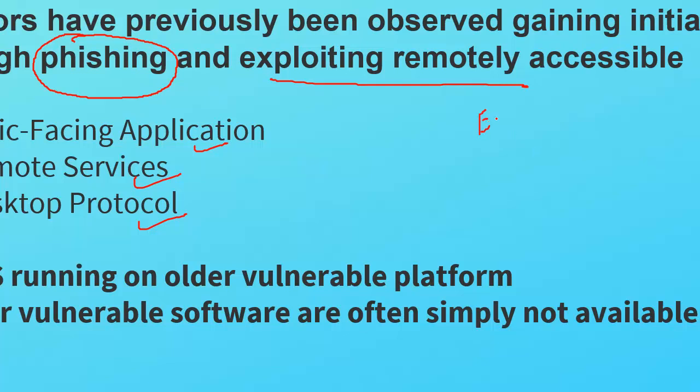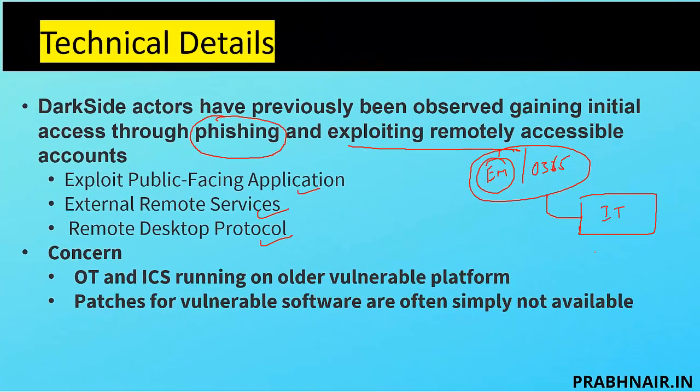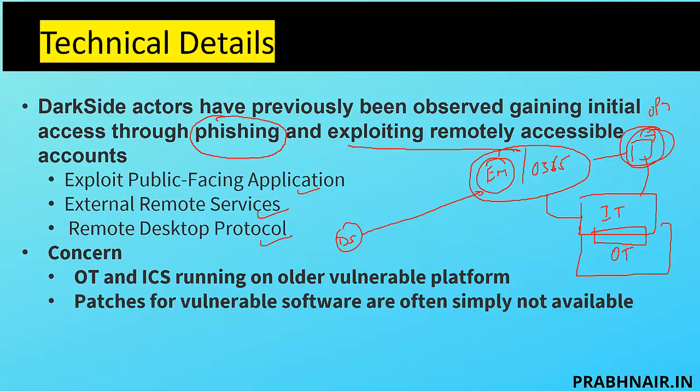Suppose this is your email services, or it can be your Office 365. It is hosted on the cloud. And this is your IT, and this is your OT. If you go by the traditional systems, it is always isolated. So there is a possibility that DarkSide hackers targeted some phishing emails. One of the employees basically opened the email, that is possible, and from there they gained access to the system, and from there they accessed the IT, and then there is a possibility to target the OT.